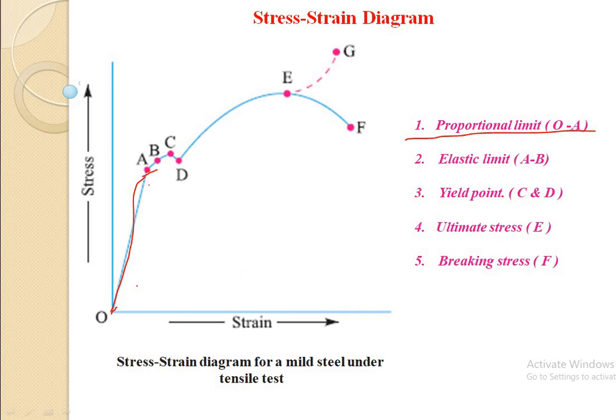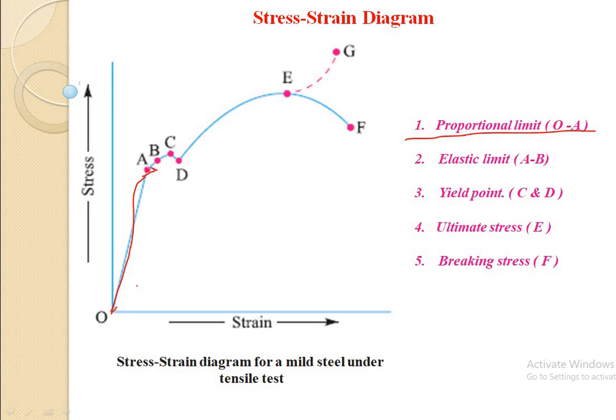Beyond point A, the curve slightly deviates from the straight line. It is obvious that Hooke's law holds good up to point A, and it is known as the proportional limit. Hooke's law holds within the elastic limit, meaning when the material is within the elastic limit, the stress is proportional to the strain. That is up to point A. That's why it is known as the proportional limit, and it is defined as the stress at which the stress strain curve begins to deviate from the straight line.